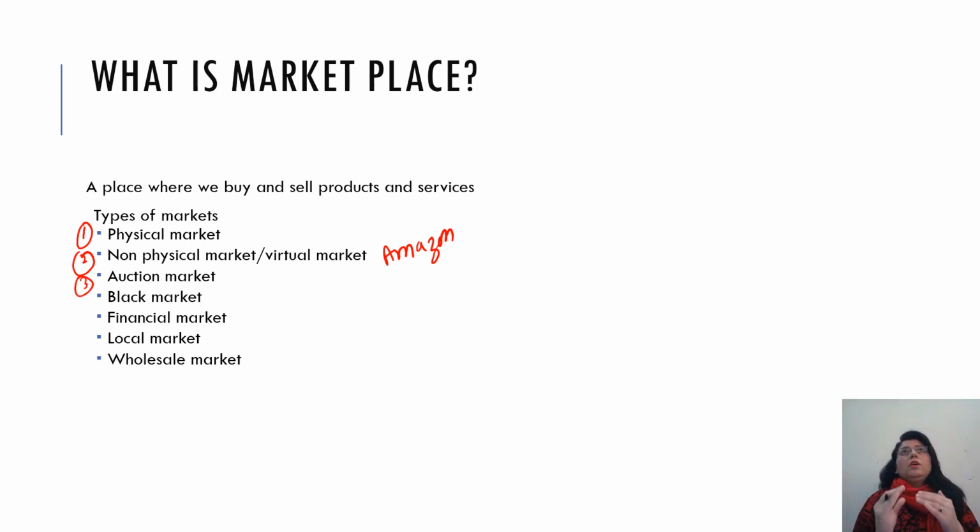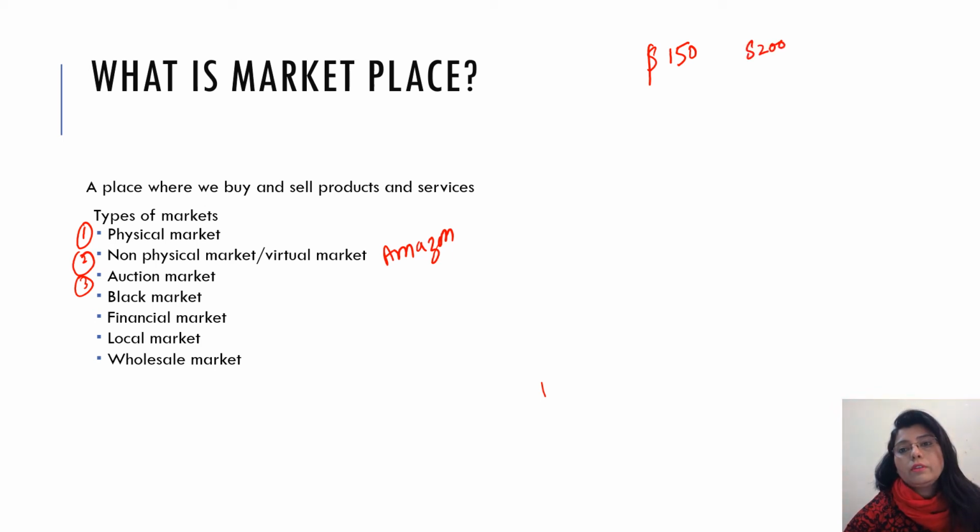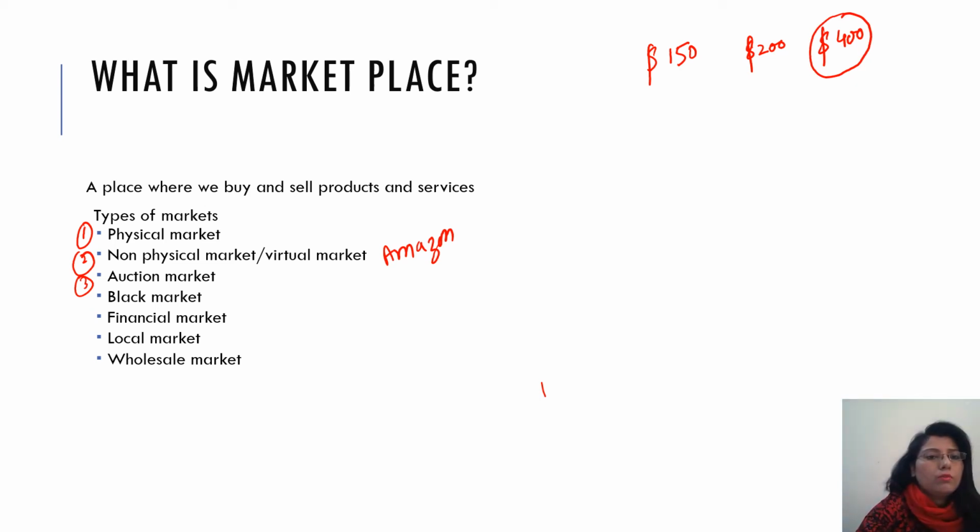An auction market is one where the seller will sell the goods and services to the person who bids the highest. For example, if one person bids that I will buy for $150, another says I will buy for $200, and a third person says I will buy for $400, the seller will sell to this buyer because he is bidding the highest. Fourth is the black market. A black market is one where illegal products are sold. For example, drugs.